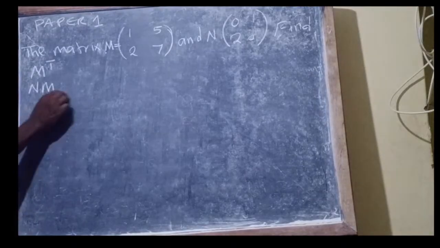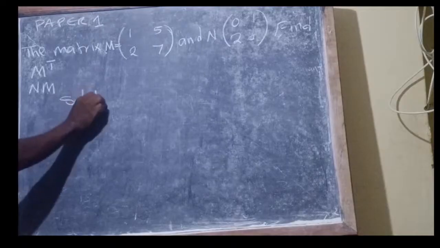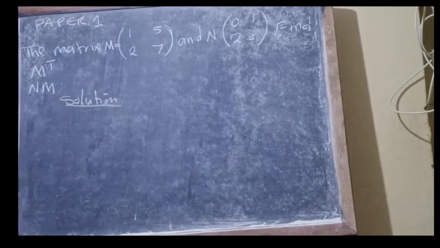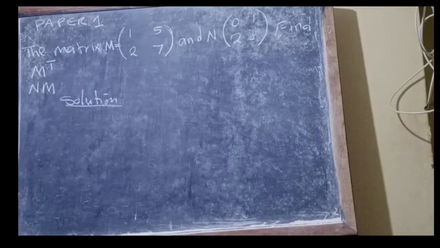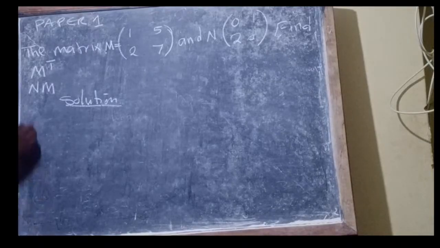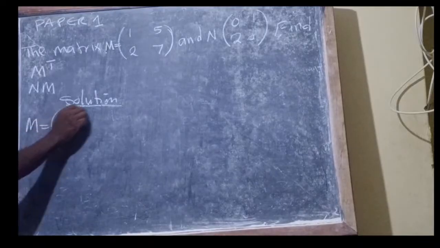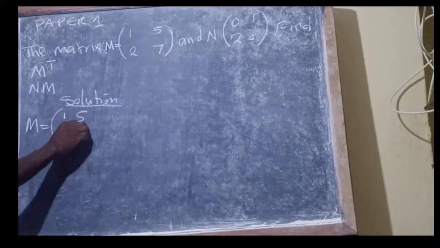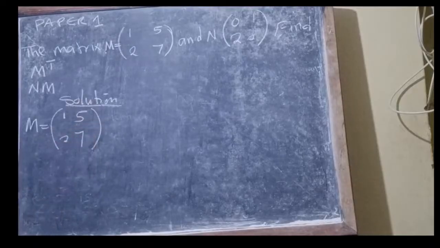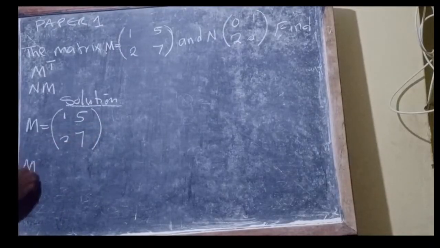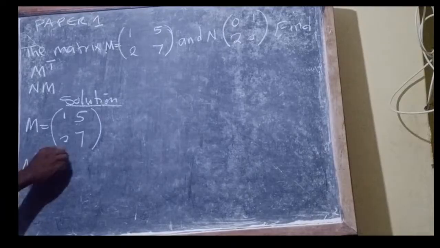Okay, let's start. So how do we find a transpose of a matrix? A transpose of a matrix is found by replacing the rows by the columns, and columns are being replaced by the rows. So we have matrix M, which is 1, 5, 2, and 7. Then they're telling us to find the M transpose.